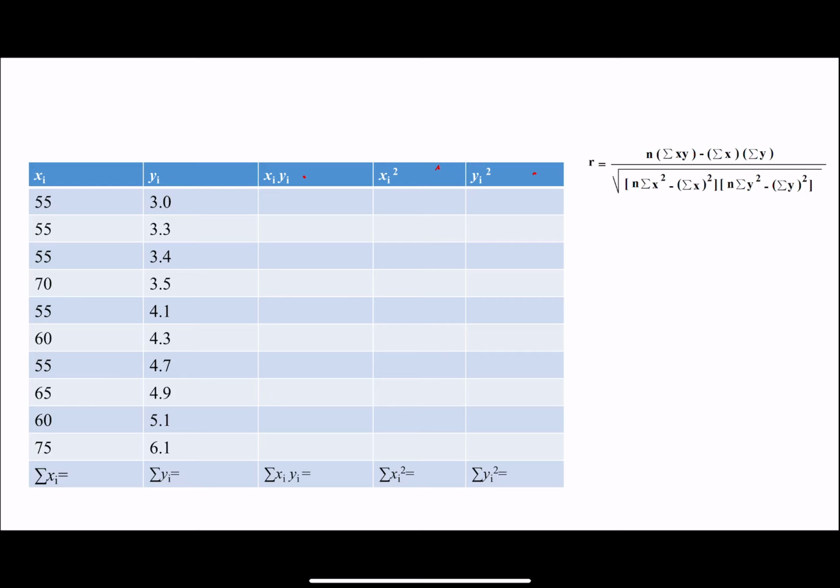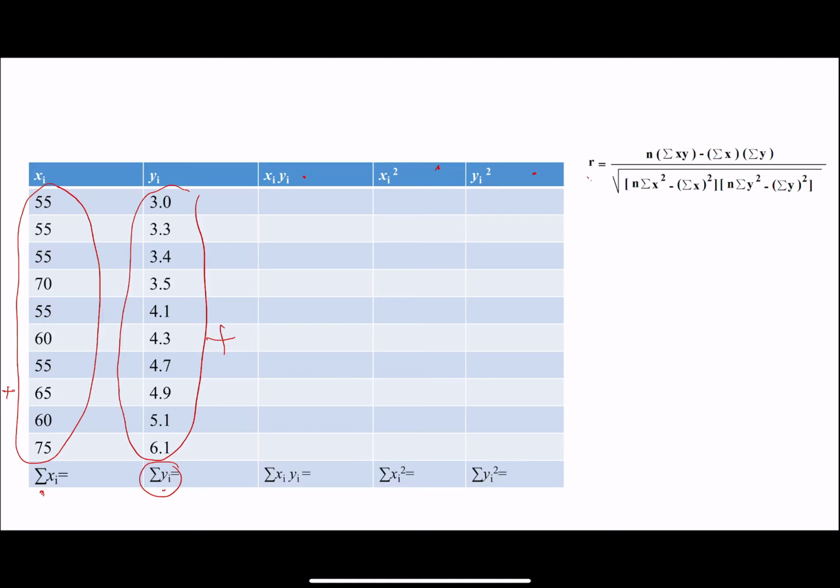Guys, don't forget, whatever values you put in this table, you need to add all the values in each column. For example, these are the x values. I add them all, so that's sigma x. That is the number that you need in this equation, the sum of the values that you have in each column. So here is the y value. I add them all, so that's sigma y. This is the number that I need to plug into the equation.